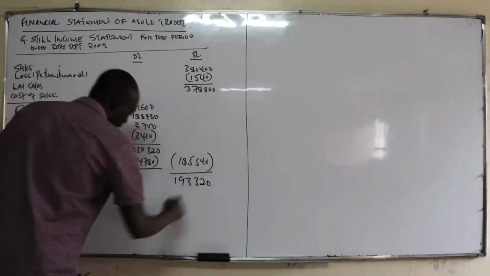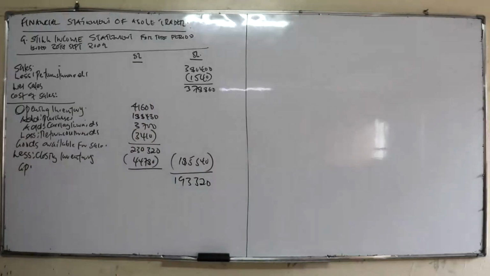320. In case we have any other income, like maybe discount received, you add it there. In this question, we don't have any other income. Then you come here and list your expenses. So remember, this is the format.